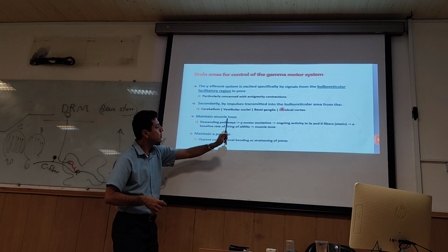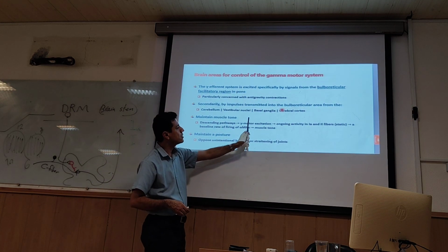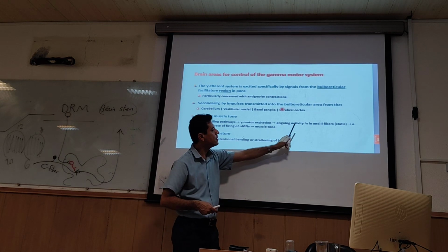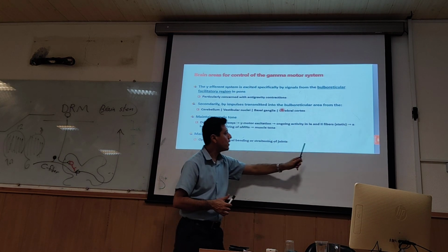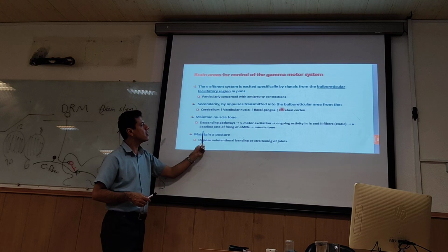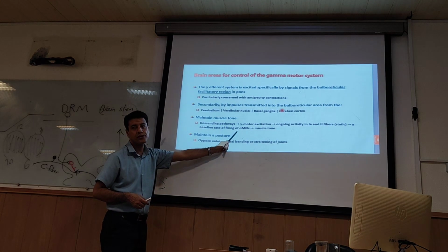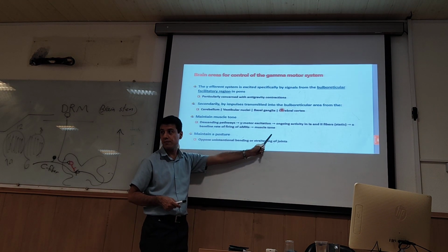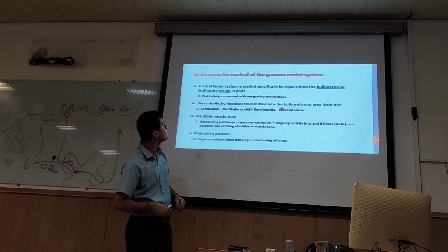Descending pathway, gamma motor neuron excitation, ongoing activity in 1A and 2 fibers, baseline rate of firing of alpha motor neurons, muscle tone. Right?